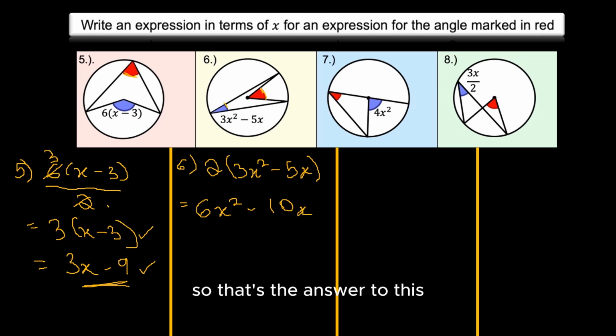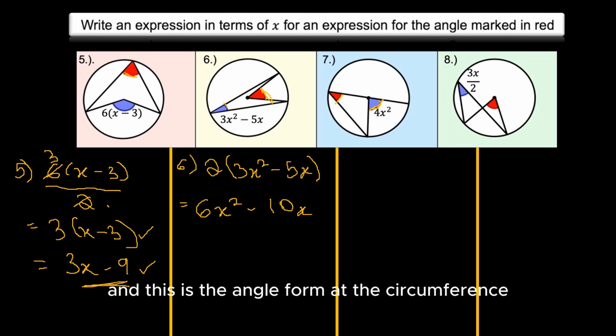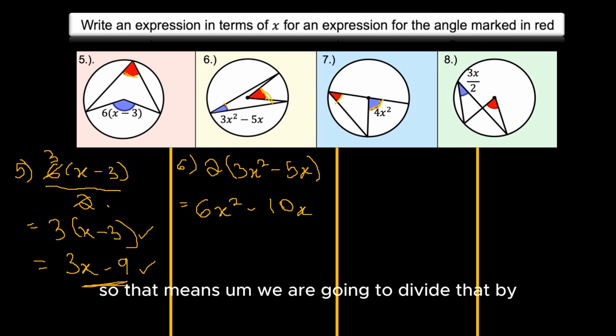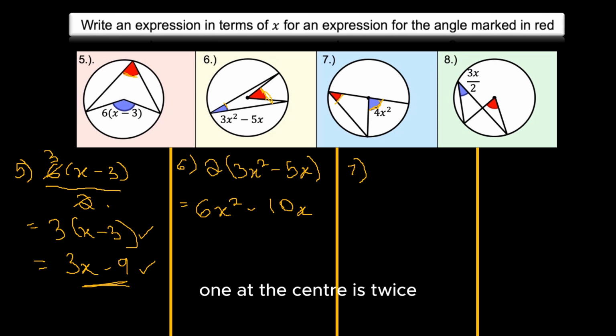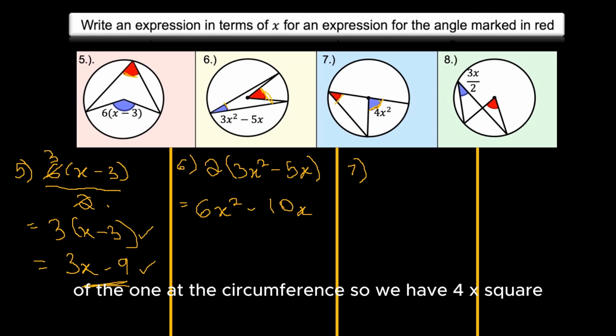So that's the answer to this. That's the value here. Then for this is the center. Don't let us get it twisted. This is the center, and this is the angle formed at the circumference. So that means we are going to divide that by 2, because the one at the circumference is half of the one at the center. The one at the center is twice of the one at the circumference.